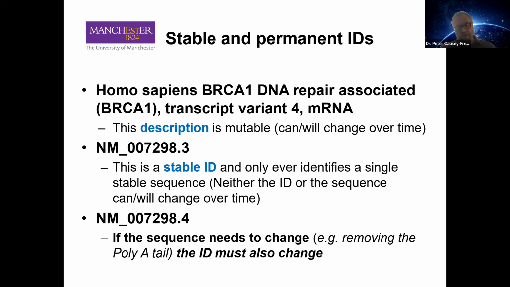So say, for instance, we decided, and you'll see this a lot in LRG annotations, that this transcript is identical to this RefSeq transcript, but with the poly A tail removed. Well, what if we actually wanted to create that transcript without the poly A tail? Well, that means we've got to change the sequence. If we change the sequence, we must change the reference sequence identifier. Next slide, please.